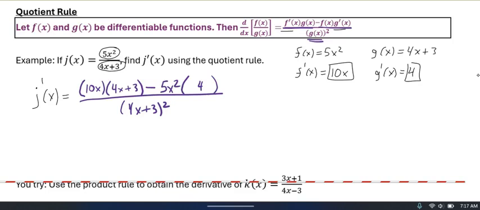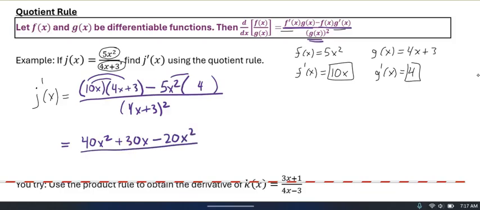So let me go ahead and take a couple extra algebra steps with you here. All right, so let's distribute this 10x. We're going to get 40x squared plus 30x minus, these two multiply together, 20x squared. And the denominator, you can distribute that, but I'll just say in general it usually doesn't pay off, because if there's any simplification to do, it's best to leave it in factored form.